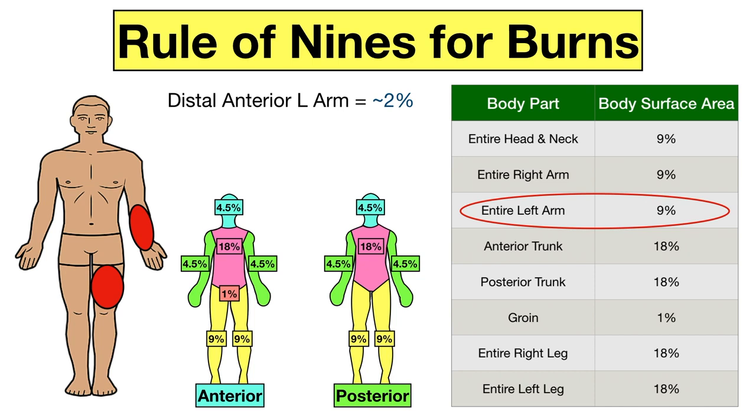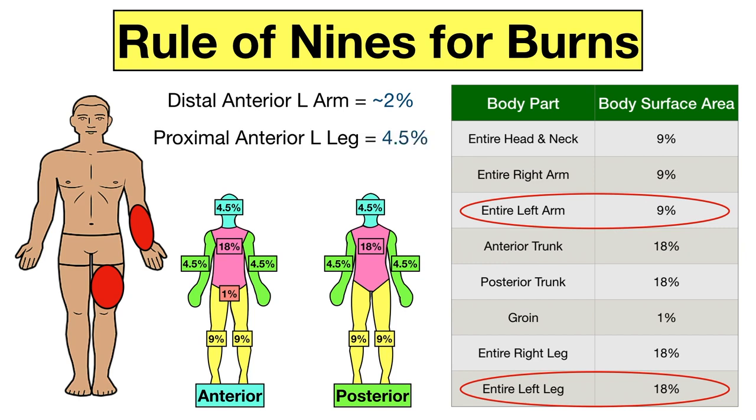2%. Next we have the burn to the proximal anterior left leg. We know the entire left leg is 18%, with the anterior aspect totaling 9%. Since this burn involves half of the anterior aspect, the body surface area would be approximately 4.5%. So this patient's burns involve a total body surface area of about 6.5%.